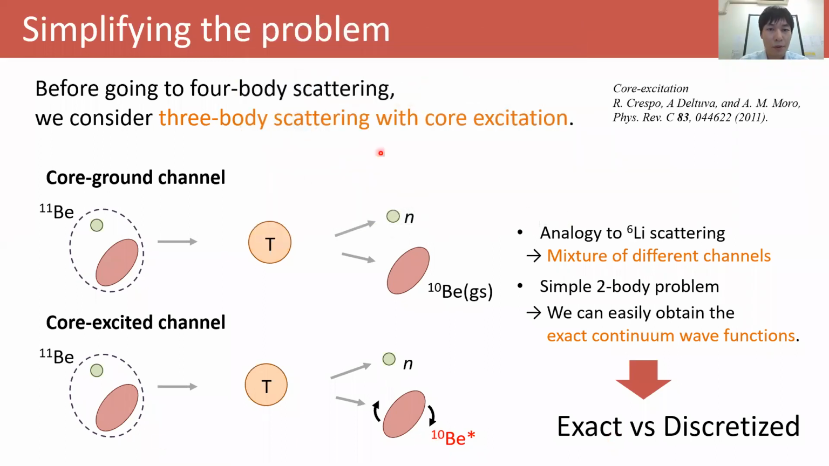As a merit of this scattering, this is just a simple two-body problem for the projectile. So we can easily obtain the exact continuum wave function. So we can directly compare the exact and discretized breakup cross sections.